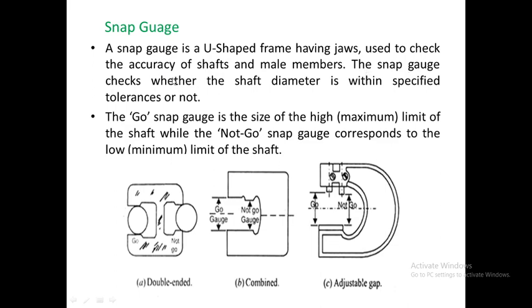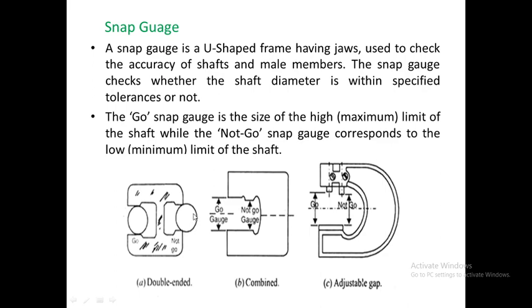The snap gauge checks whether the shaft diameter is within specified tolerance or not. The go snap gauge is the size of the high limit of the shaft. As said earlier, the go gauge is always used to check the maximum material condition, and for a shaft the maximum material condition will occur when the size is maximum, whereas the minimum material condition for a shaft will occur when the size is minimum. So the no go gauge will check the minimum size of the shaft.